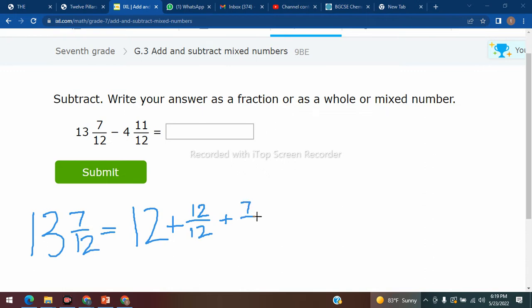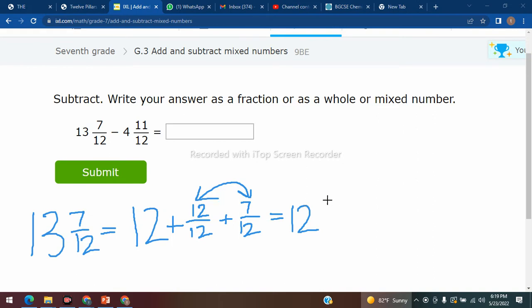7 over 12. So 7 over 12 is equal to 12. And what is 7 and 12? What is that? 12, 13, 14, 15, 16, 17, 18, 19.